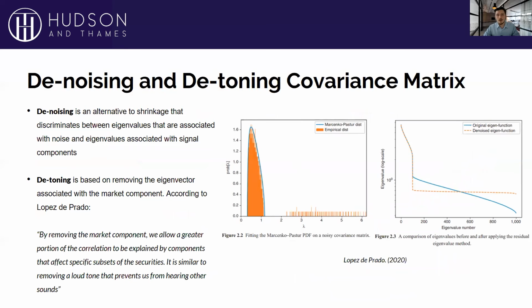Finally, the last tool in the risk estimator submodule is the denoising and detoning of the covariance matrix. The goal here is exactly the same as with shrinkage, so to have better numerical properties of the covariance matrix. But if in the shrinkage we didn't take into account which eigenvalues we are shrinking, here we are particularly interested in shrinking and changing only the eigenvalues and the associated eigenvectors that are related to noise and not to signal. This tool in more detail is described in the latest book by Lopez de Prado.